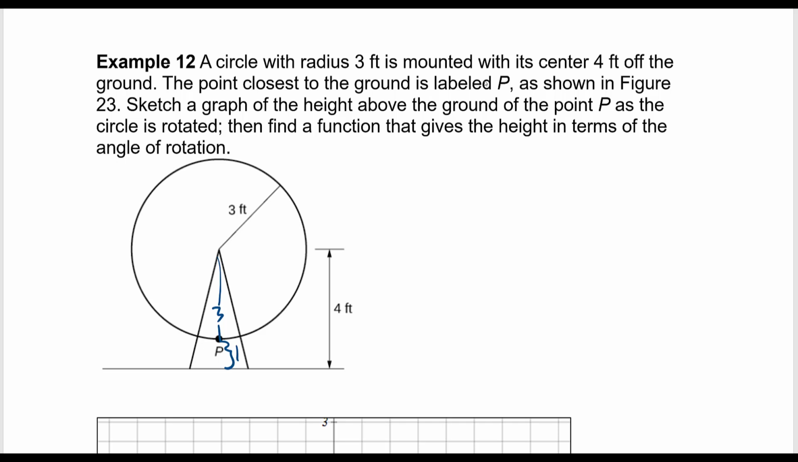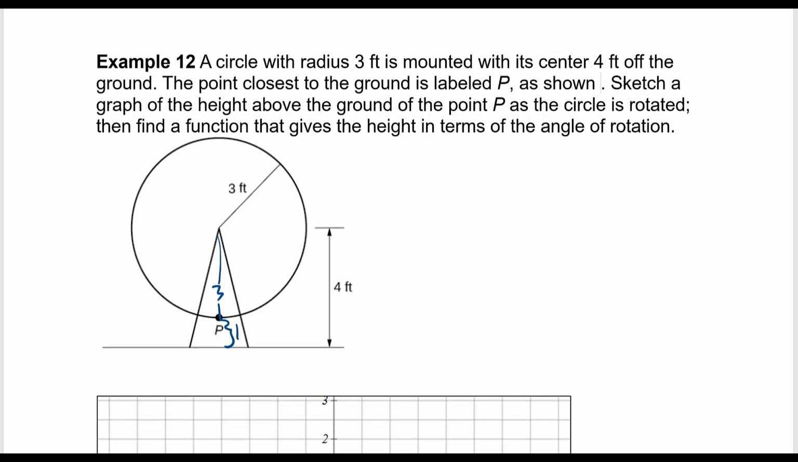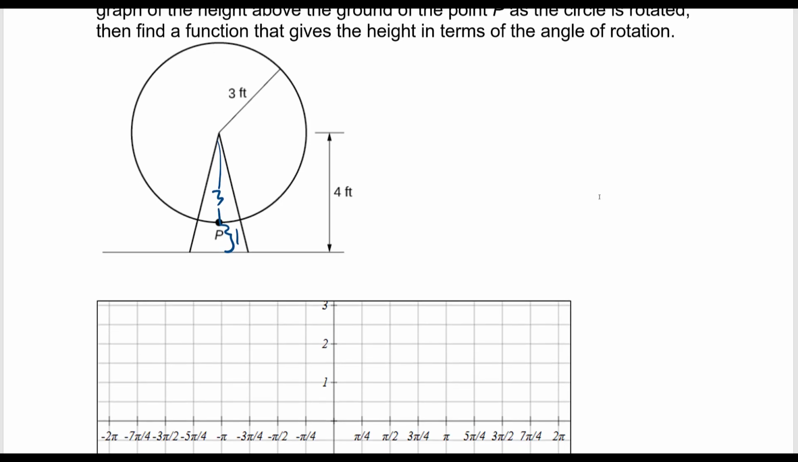Oh, I don't have a figure number. Maybe it's just shown as shown. Sketch a graph of the height above the ground of the point P as the circle is rotated, then find a function that gives the height in terms of the angle of rotation.